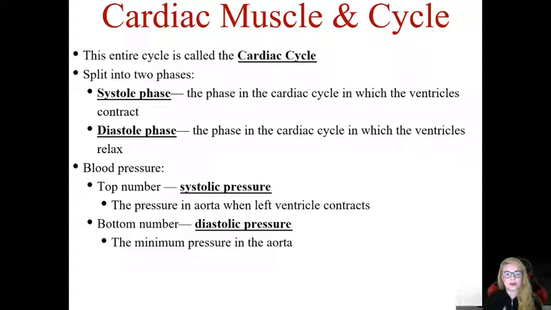And so if you've ever listened to your own heart or someone else's with a stethoscope or just with your ear, the lub and the dub that you hear are the result of these two phases of the cardiac cycle.